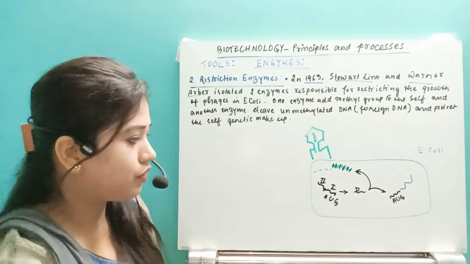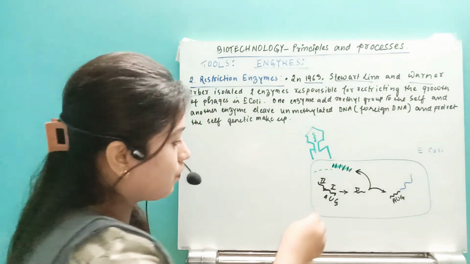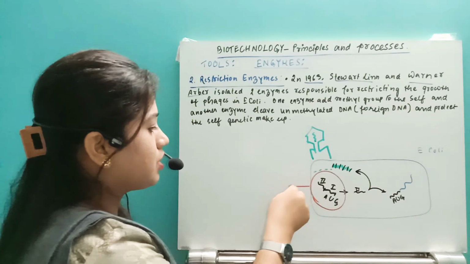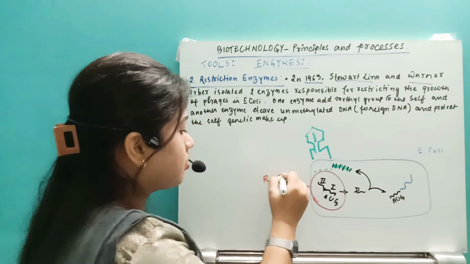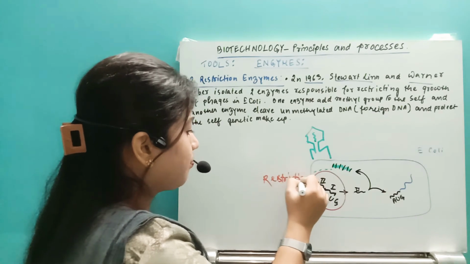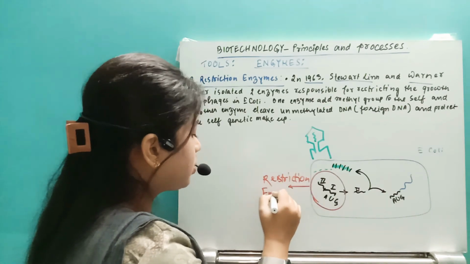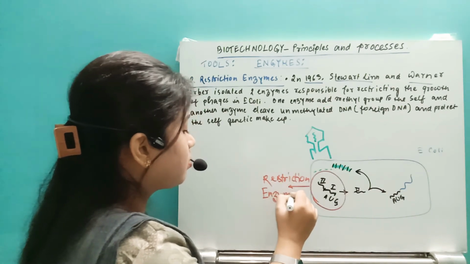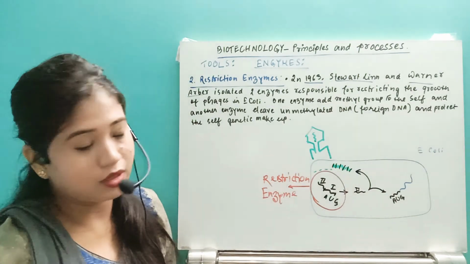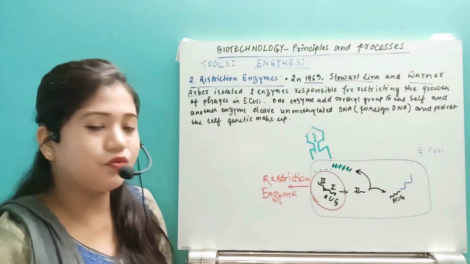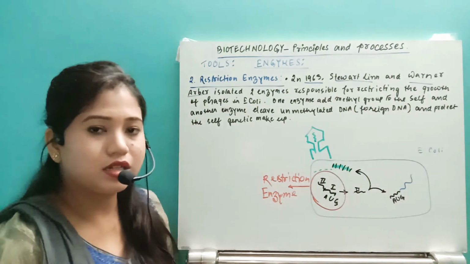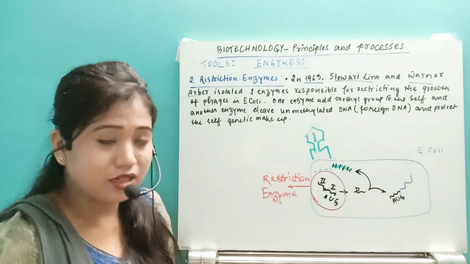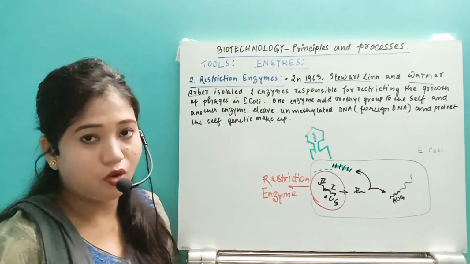Okay, so what is this? This one, this is the restriction enzyme. Remember, this is the restriction enzyme. And without the restriction enzyme, the biotechnological steps can never be possible. If we are not able to cut the genetic makeup, then how can genetic engineering occur, right? How can the manipulation of genes occur?